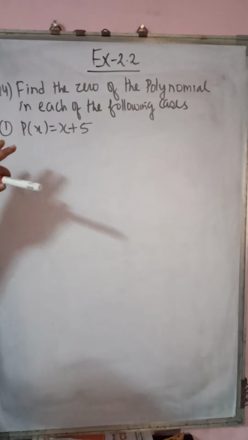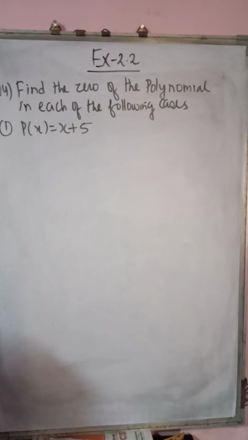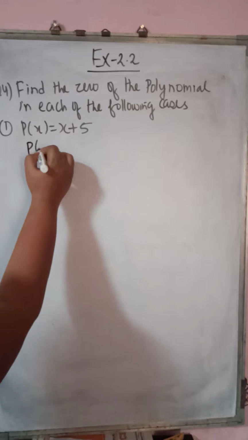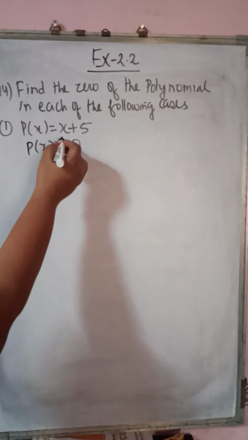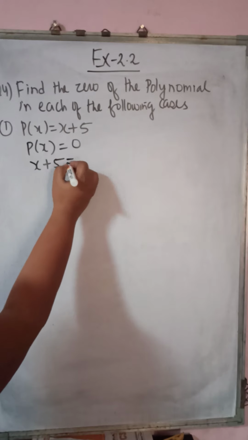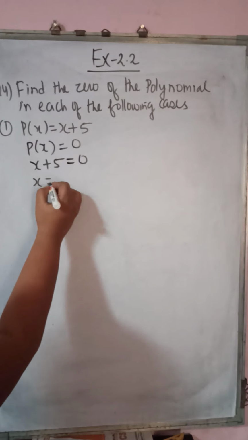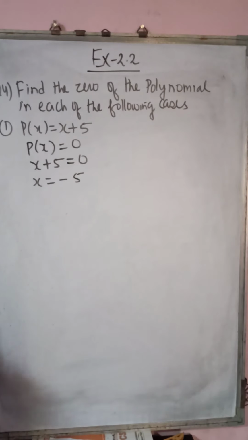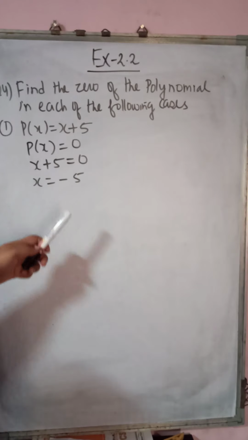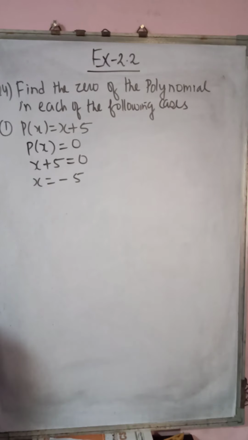So to find the 0 of the polynomial, the first step is to equate the polynomial with 0. So first step is the polynomial should be equal to 0. Now what is p of x? x plus 5. So that should be equal to 0. So x should be equal to minus 5, because when plus 5 goes to the other side, it becomes minus 5. So this is how we are finding the 0 of the polynomial. 0 of the polynomial means we are finding the value of the variable.